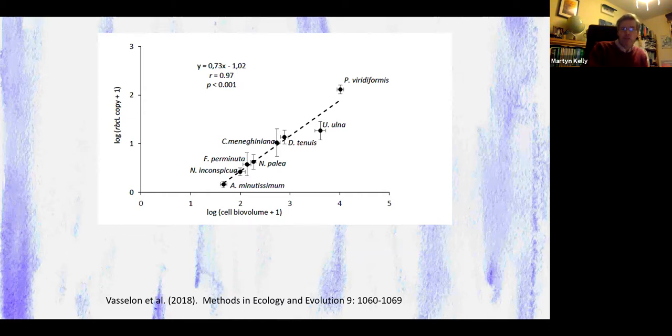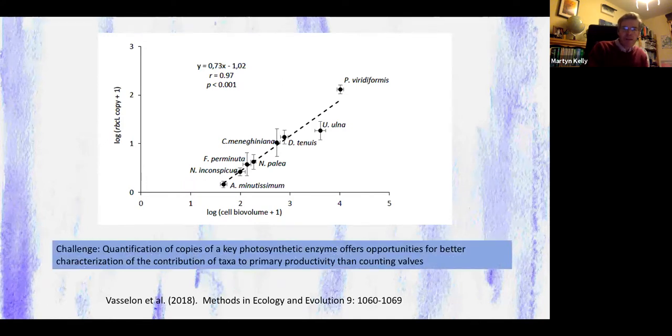But the second conclusion from this, I'm going to throw this down as a challenge to the Diatom Web Academy, and you can shout at me in the discussion session later on: could it possibly be that metabarcoding yields more ecologically meaningful outputs than traditional light microscopy? Because we are quantifying a key photosynthetic enzyme here, rather than simply counting valves. So could that not be giving us a better insight into the contribution that each taxon is making to primary productivity than we are getting with our current approaches based simply on numbers of valves of individual species?